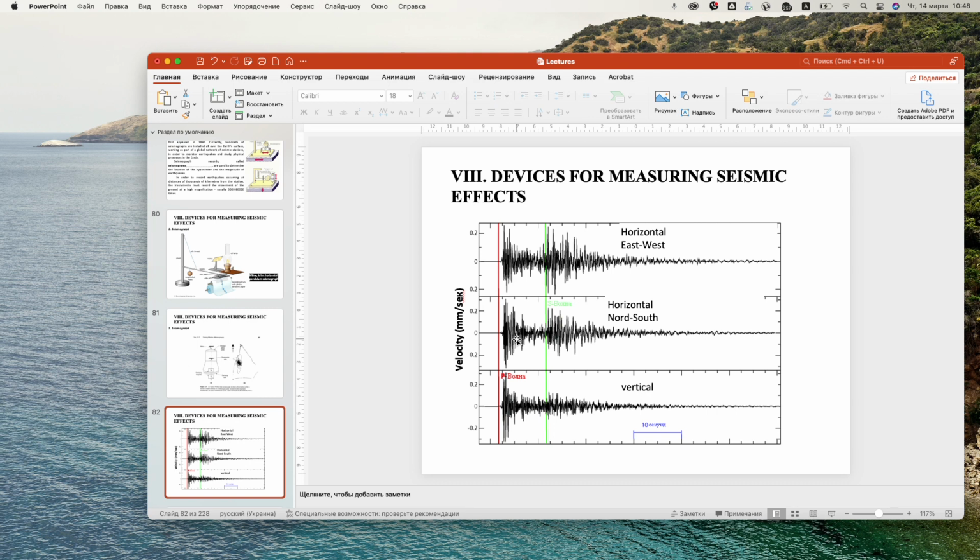Because when we are talking about records of a seismograph in the epicenter, there is no distance between P and S waves. Why is that so? Because both of those waves, P and S, influence our device, our building, simultaneously. All seismic waves act simultaneously at the epicenter.